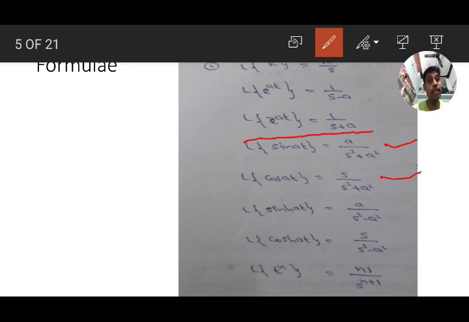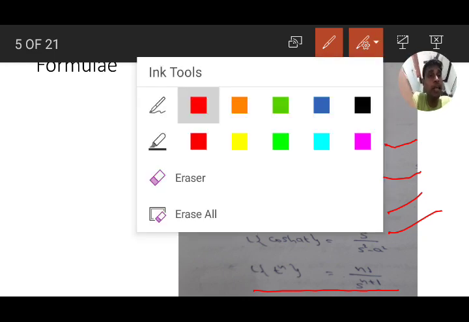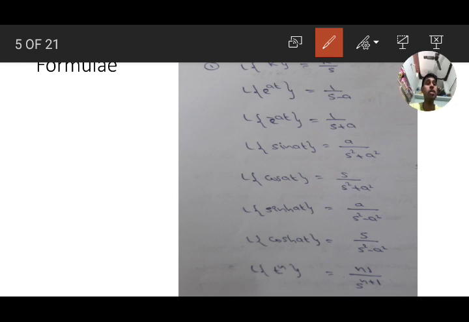L of sinh at is a by s square minus a square. L of cosh of at is s by s square minus a square. L of t to the power of n is n factorial by s to the power of n plus 1. And all these formulas can be derived by using the above definition.